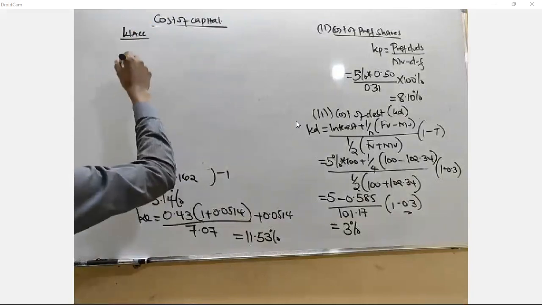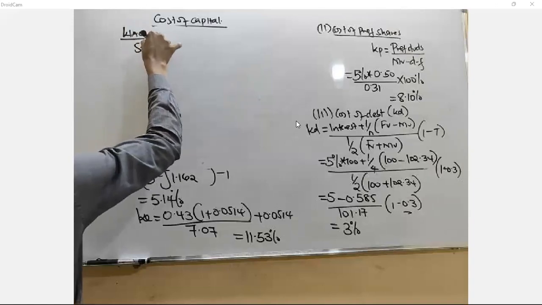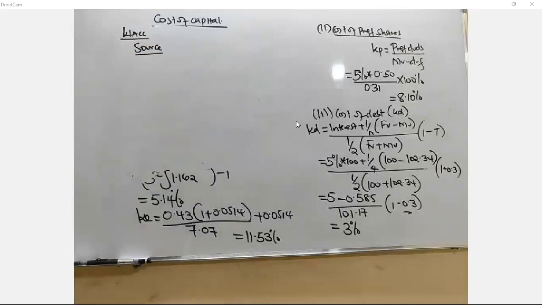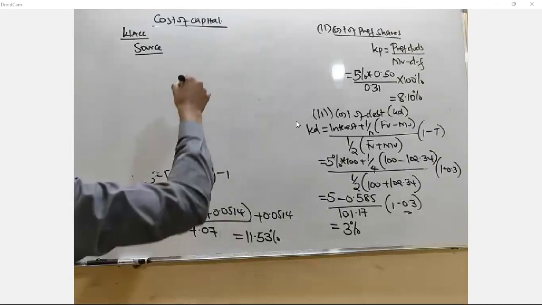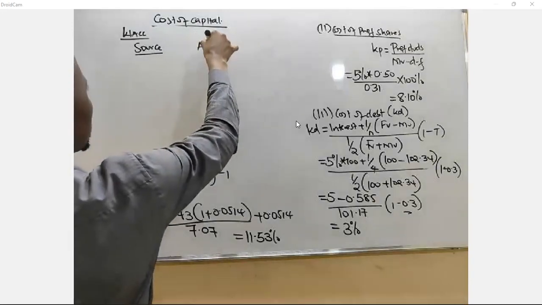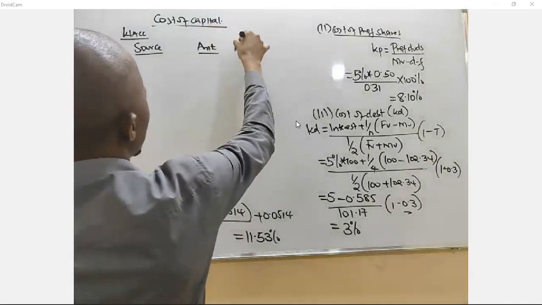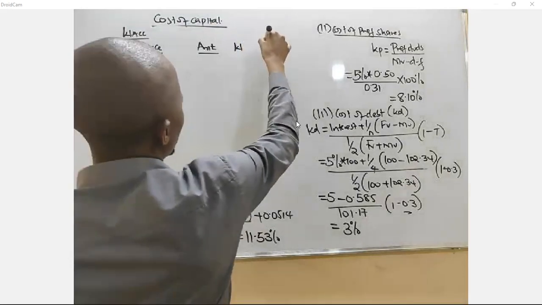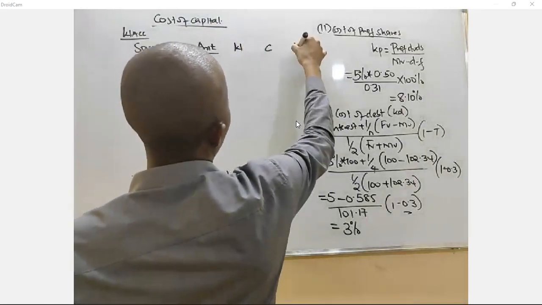Once you finish that, you come and ask me, can you calculate our WACC? I say yes. So we take our source. Then we take our amounts. Then we calculate our weights. We copy our costs. Then we multiply weight times cost.